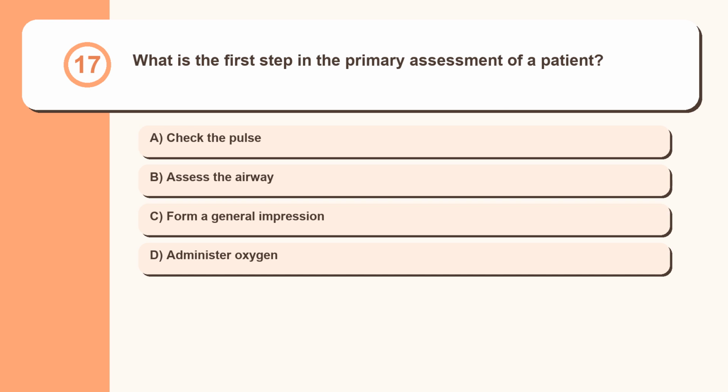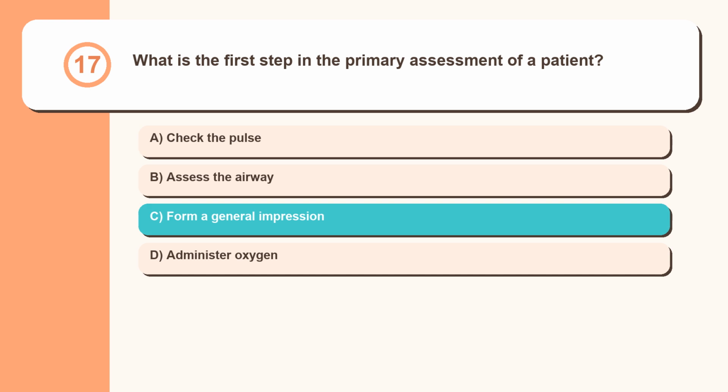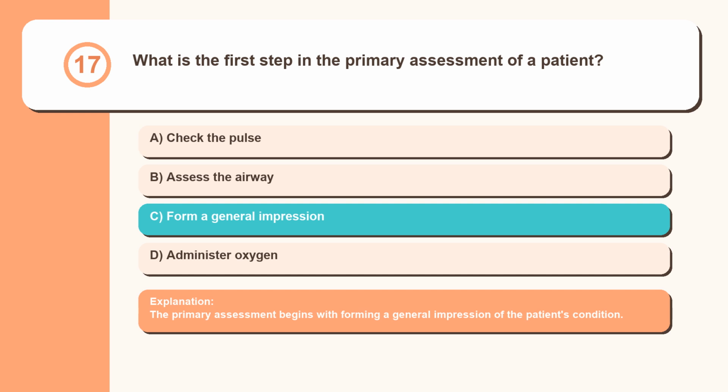Question 17. What is the first step in the primary assessment of a patient? Check the pulse, assess the airway, form a general impression, administer oxygen. The primary assessment begins with forming a general impression of the patient's condition.